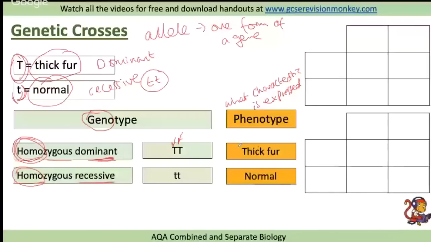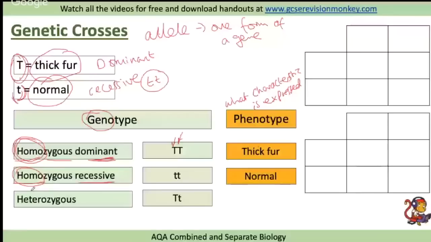And the final combination you could have is heterozygous. So that means one of each. Hetero, one of each. So you get a capital T and a lowercase t. But you need to look at which one's dominant. Dominant is thick fur. So wherever you have an allele with a capital, that means that you will express that characteristic. So in this case, because we've got a capital, that wins over, so this heterozygous will be thick fur.